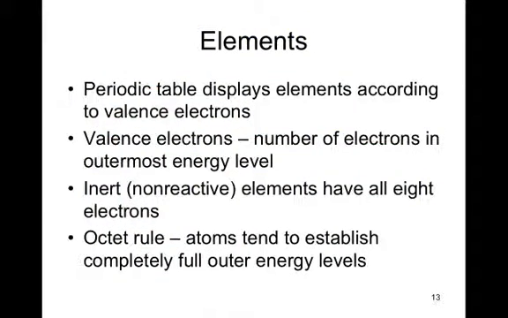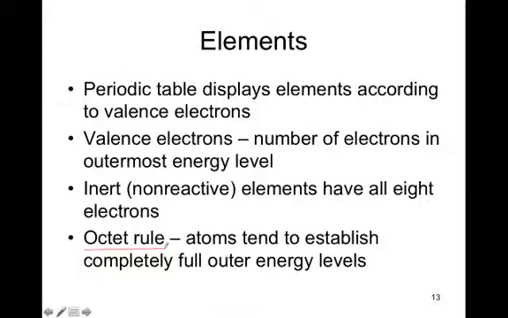So the periodic table displays elements according to the number of valence electrons. Valence electrons are the number of electrons in the outermost energy level. So that valence shell may or may not be full. If it's full, you already know it will have 8 electrons in it. This satisfies the octet rule. The octet rule defines that atoms tend to establish completely full outer energy levels.